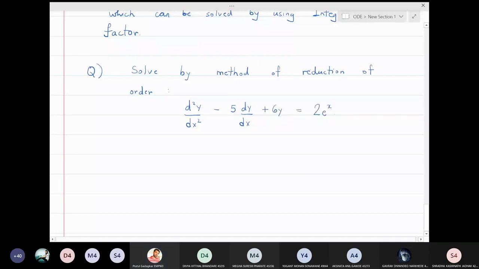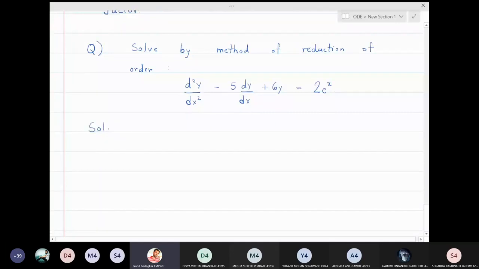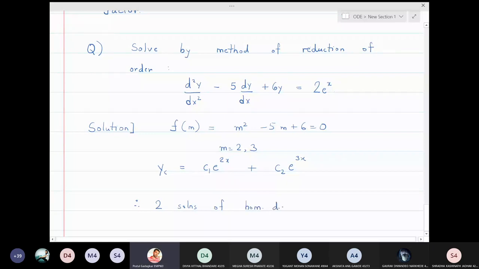Okay, first let us write the auxiliary equation and find the complementary function. As usual, m square minus 5m plus 6 equal to 0, and therefore m is equal to 2 and 3, and therefore yc equals c1 e raised to 2x plus c2 e raised to 3x. So the two solutions of the homogeneous differential equation are e raised to 2x and e raised to 3x.